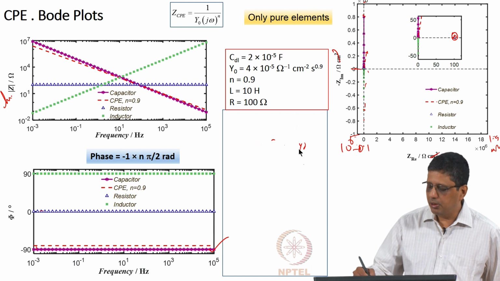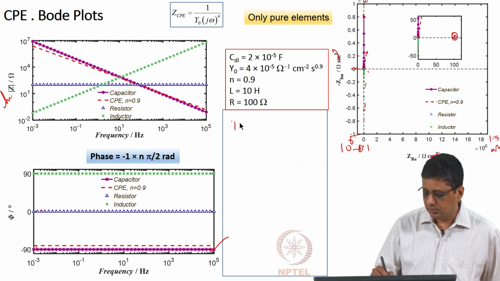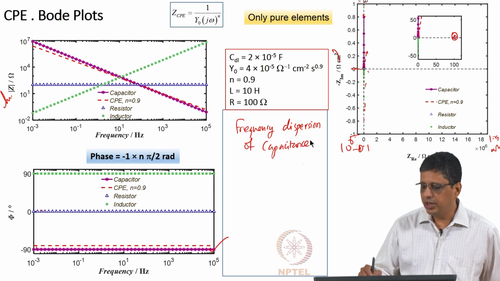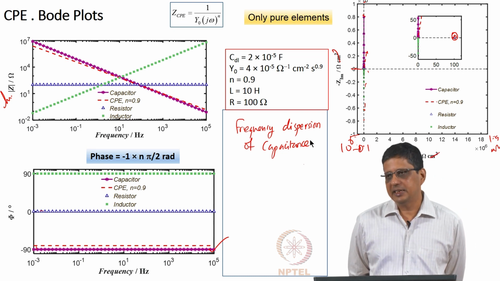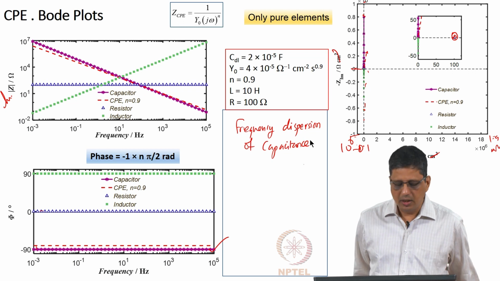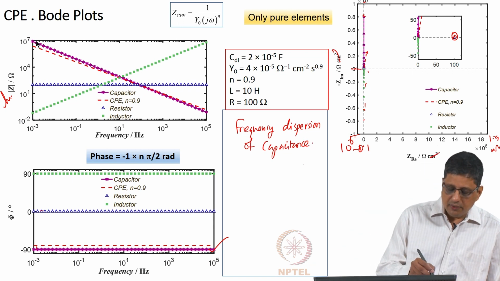Sometimes people call this behavior frequency dispersion of capacitance. What they mean is, if you take a capacitor and calculate the impedance, you can calculate the impedance based on the frequency. And if I tell you the impedance and tell you the frequency, you can calculate the capacitance.